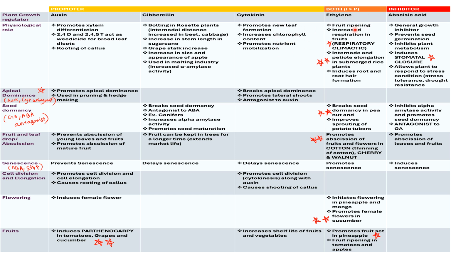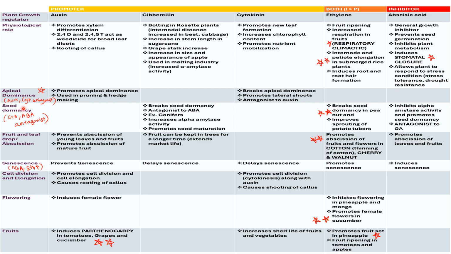Coming to ethylene, it helps in fruit ripening and increases the respiration in fruit, a very important term called respiratory climacteric. Here it improves the internode and petiole elongation in submerged rice plants. Okay, general internodal length increase is by gibberellin, but in submerged rice plants, by ethylene. Abscisic acid is a general growth inhibitor, prevents seed germination, causes stomatal closure, inhibits plant metabolism, and induces stress resistance and drought resistance.